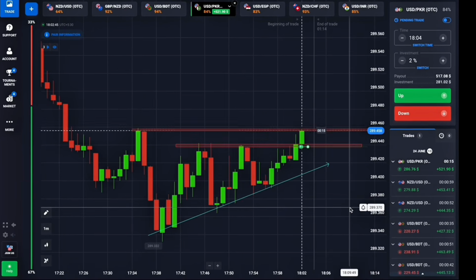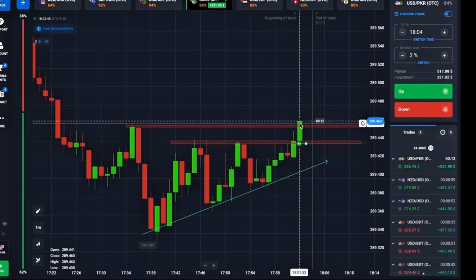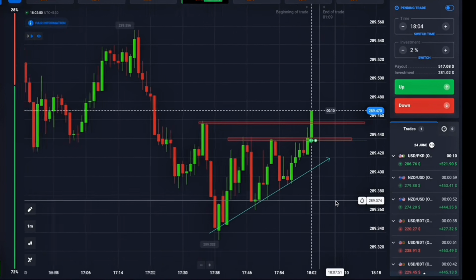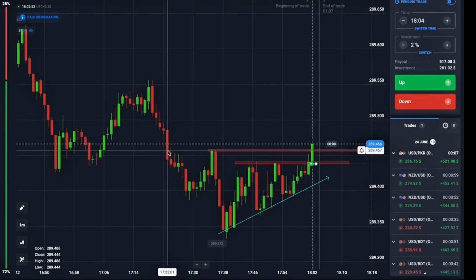And also my second confirmation was the pattern. It was an ascending triangular pattern, and look at that, this is a clean win.